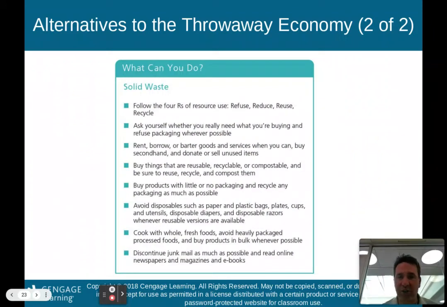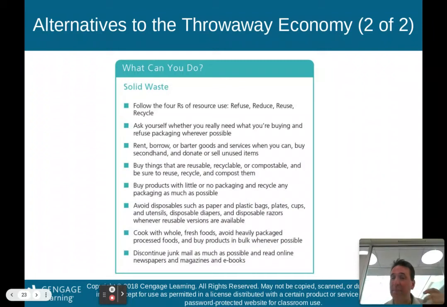Follow the 4 R's of resource use, when it comes to reducing solid waste. Ask yourself whether you really need it. Rent or borrow what you're buying, and refuse packaging, all right, as well. Rent, borrow, or barter goods when you can. Buy secondhand. Donate or sell unused items. Buy things that are reusable, recyclable, or compostable. Buy products with little or no packaging. Avoid disposables such as paper or plastic bags, plates, cups.